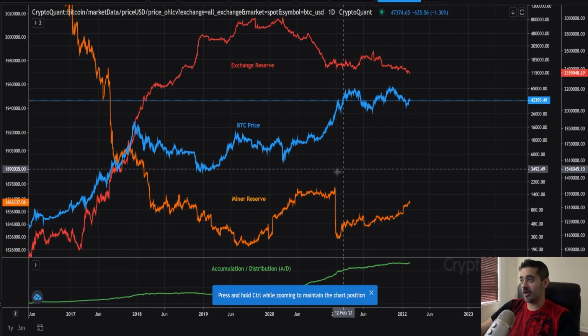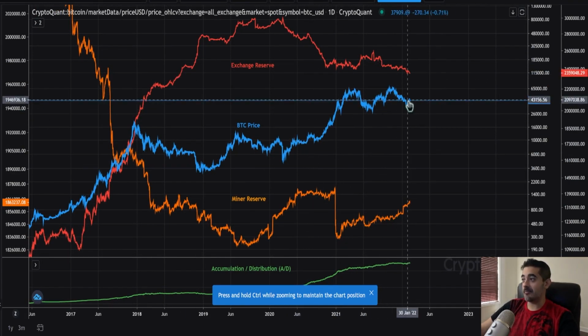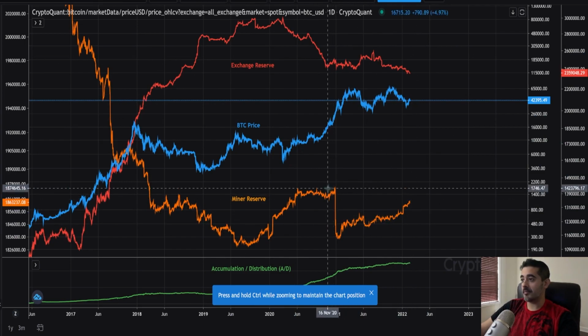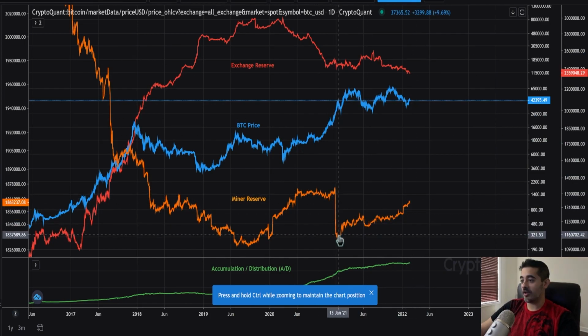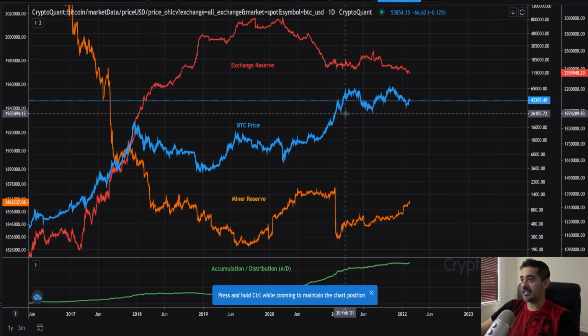Exchange reserves keep dropping. Price is consolidating. More than likely, we're going to have a pump. That's what I'm hoping for. Well, at the same time, the miner reserve is now moving back up. Miners did look like they sold off a little bit back in early January or late December, and that helped the drop from around 40K down to 27K.